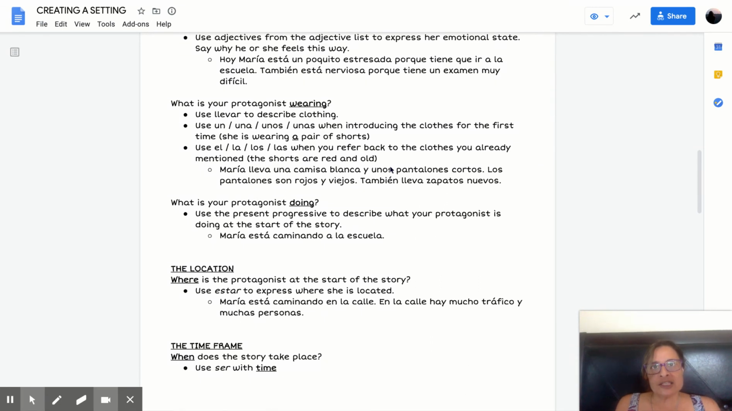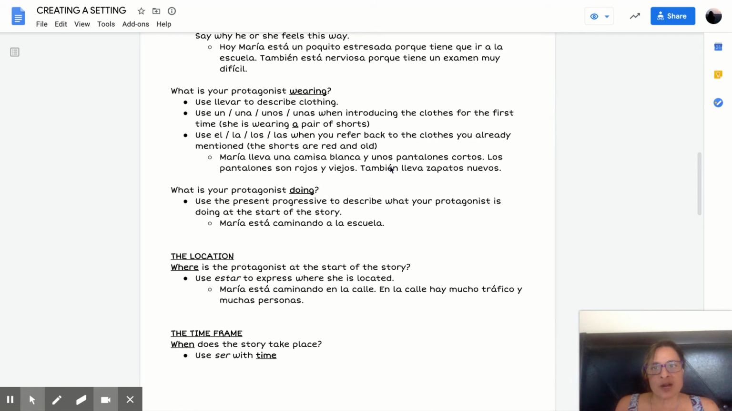What is your protagonist wearing? Remember that in Spanish, when we're describing clothing, we're going to use the verb llevar. And also, if you think about when you first describe what someone's wearing, you would say something like, she is wearing a jacket. The jacket is red and beautiful.